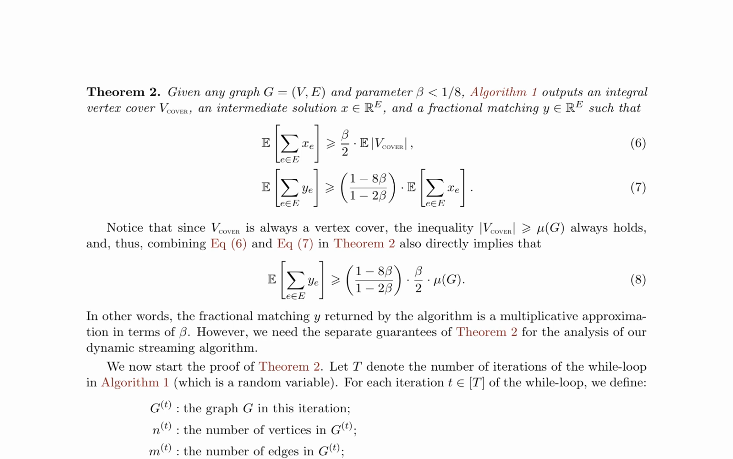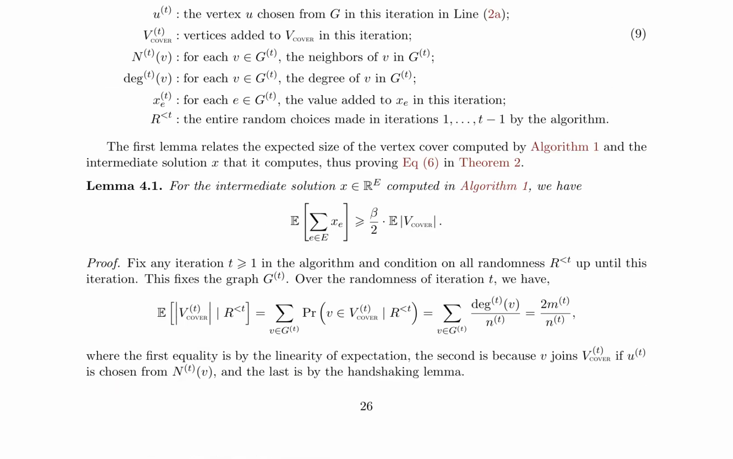The proof of Theorem 2 begins by defining several key variables, including the number of iterations t, the graph G_t at each iteration, the number of vertices n_t and edges m_t in G_t, the vertex u_t chosen in each iteration, and the vertices V_cover,t added to the vertex cover in each iteration. The proof also defines several random variables, including the neighbors N_t(v) of each vertex v in G_t, the degree deg_t(v) of each vertex v in G_t, and the value x_t(e) added to each edge e in G_t.